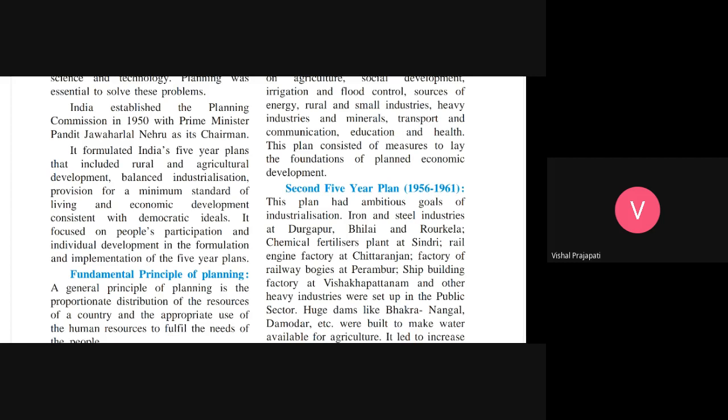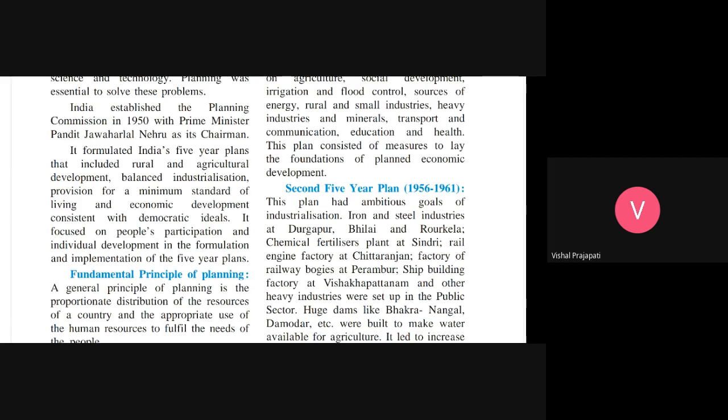It formulated India's 5 year plans that included rural and agriculture development, balanced industrialization, provision of minimum standards of living, and economic development consistent with democratic ideals. So what was in the 5 year plan? How were these 5 year plans formulated? Rural and agriculture development was included in that plan.